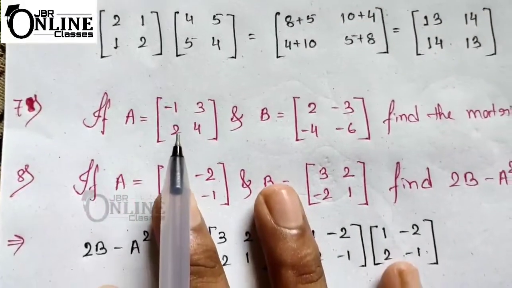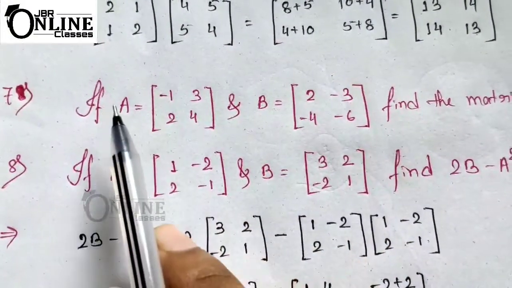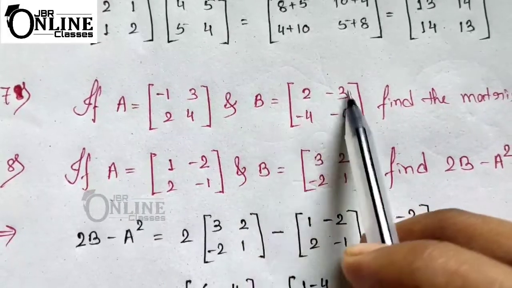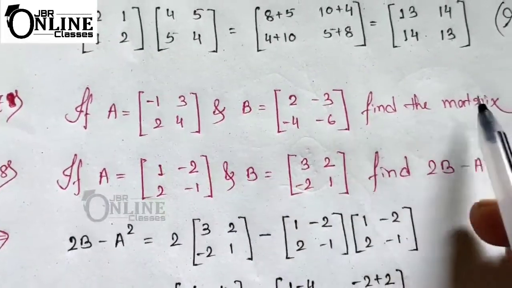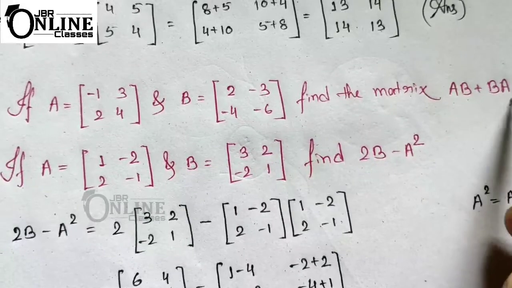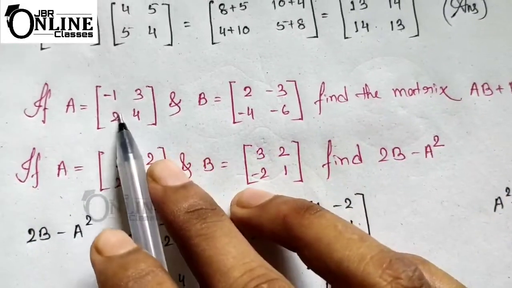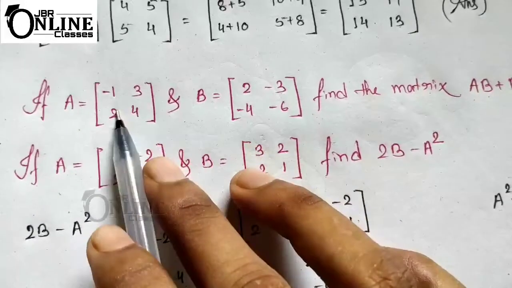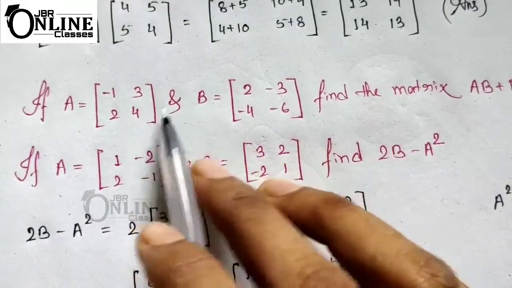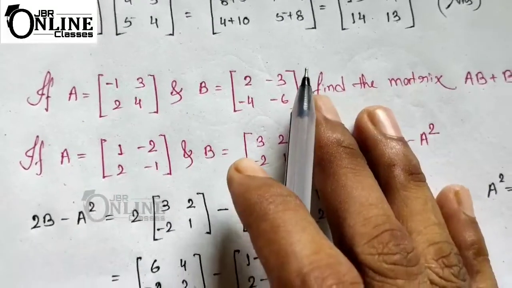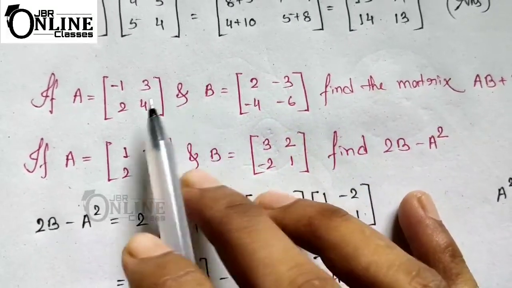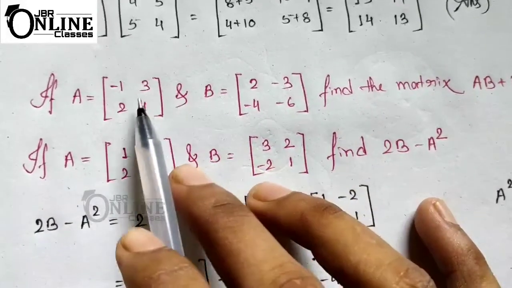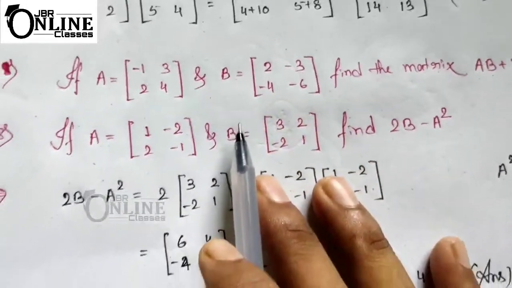Now the next one, sum number 7. In sum number 7, if A equals [[-1, 3], [2, 4]] and B equals [[2, -3], [-4, -6]], then find the matrix AB plus BA. That means first you have to find A into B, then again find the value of B into A. After that you get these two matrices, then just add them. And you know how you can add two matrices. Just add the elements place-wise.